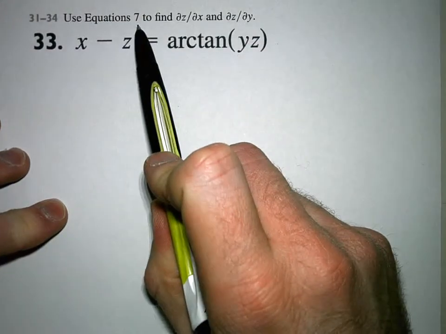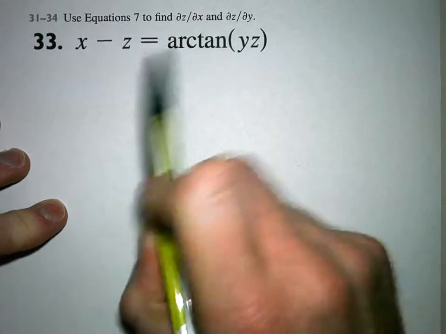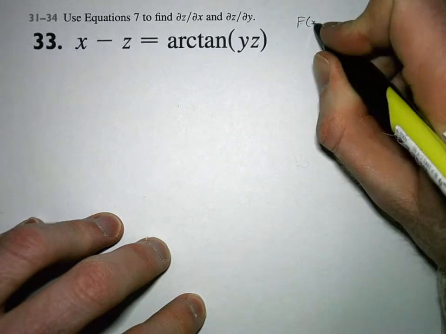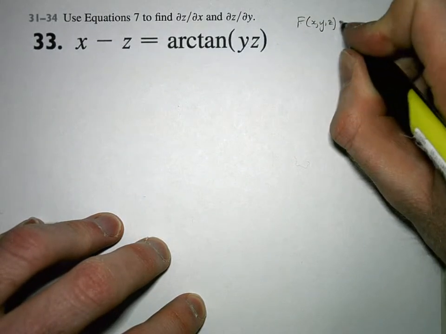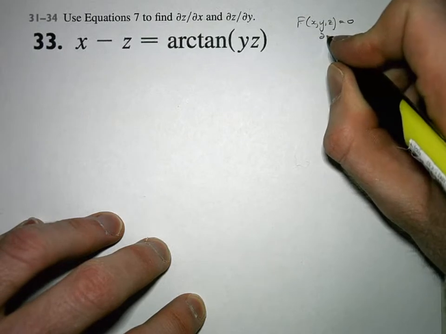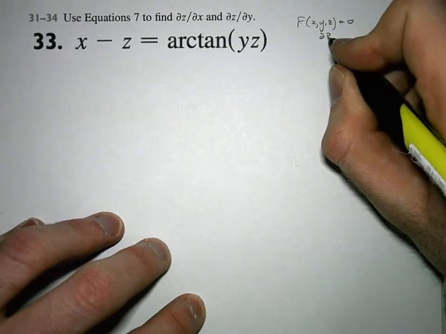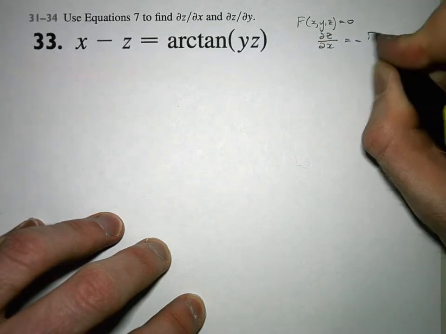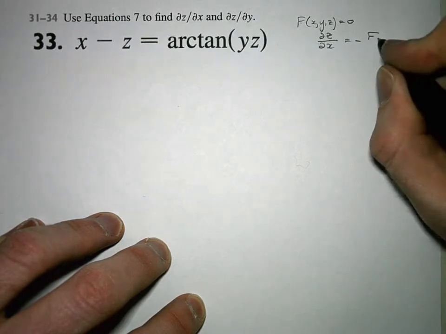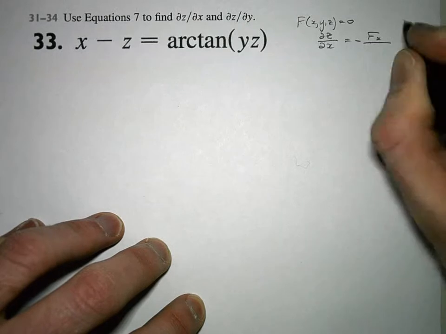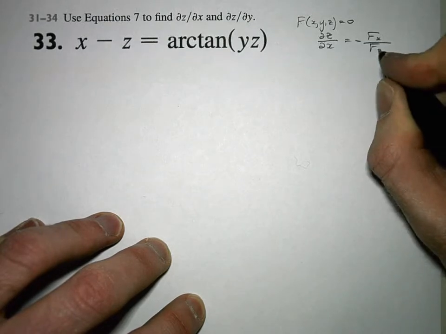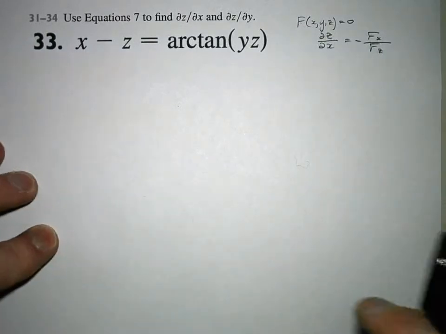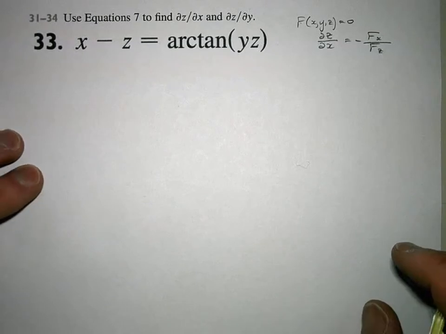We're asked here to use equation 7 to find some partial derivatives. Now equation 7 says that if you've got some function F in three variables x, y, z equal to 0, then the partial derivative of z, for example, with respect to x is simply equal to minus the partial derivative of F with respect to x divided by the partial derivative of F with respect to z. Note the minus sign, and note also that the x goes to the top and the z goes to the bottom. But it's basically as simple as that. It's a really nice, easy way to work out implicit derivatives.